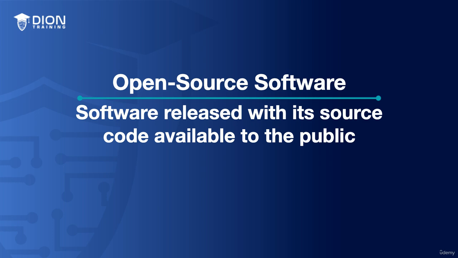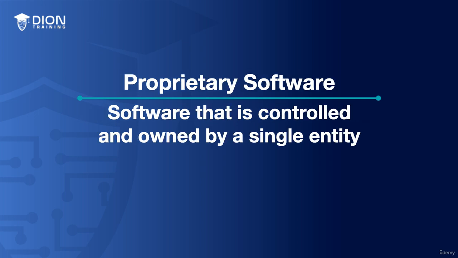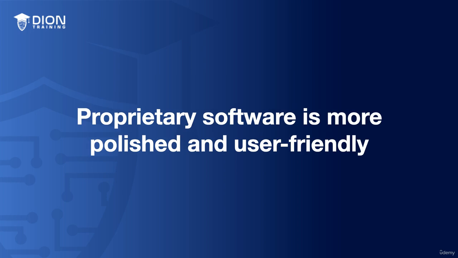This approach to software development is based on the principle of collaboration and sharing and is intended to promote innovation and creativity. Proprietary software, on the other hand, is software that is controlled and owned by a single entity, usually a company. The source code of proprietary software is not available to the public and can only be used under specific licensing agreements. The main advantage of proprietary software is that it's typically more polished and user-friendly than open source software because it has been developed and tested by teams of professionals.